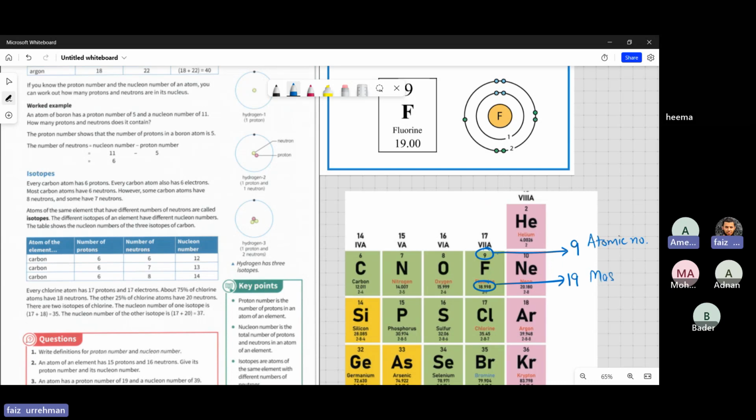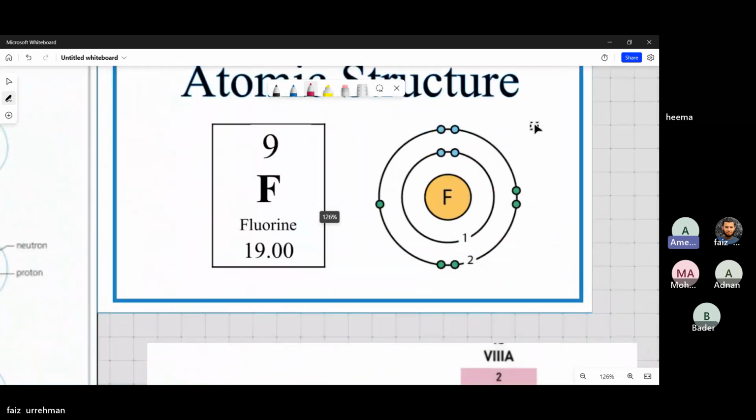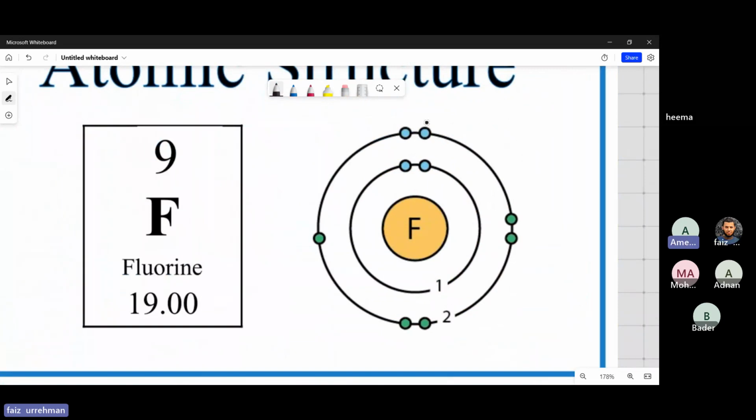And what is atomic number? Mass number you already know. I already told you. Mass number is nucleus stuff. What is atomic number? That is the number of electrons moving outside. These guys. Now count. How many electrons are there? 1, 2, 3, 4, 5, 6, 7, 8, and 9. So 9 electrons.